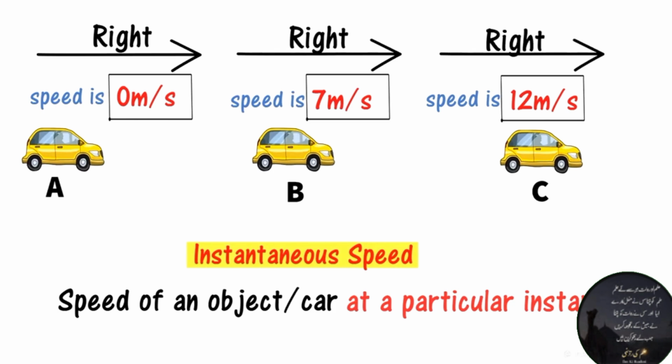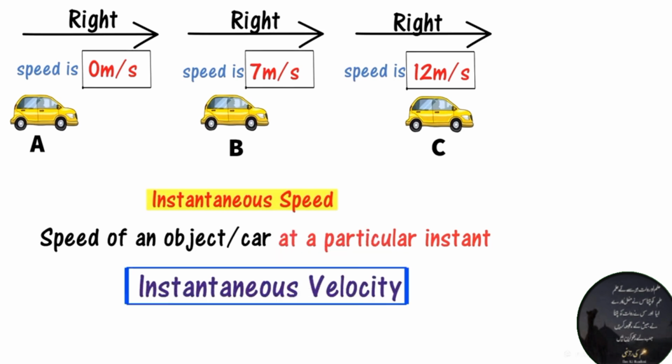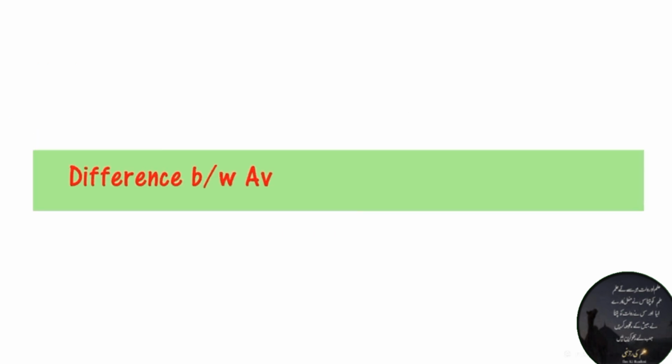Now this speed is shifting to velocity. So I say this is the instantaneous velocity, because we know speed in a specific direction gives us velocity. Now to tell you the difference between average speed and instantaneous speed.